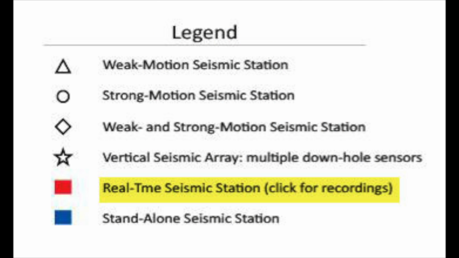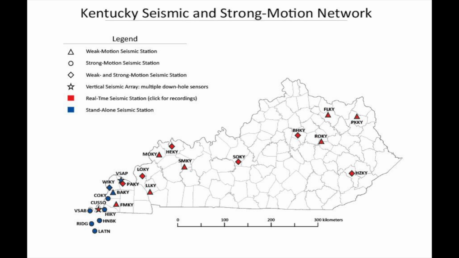The red stations represent the locations of real-time seismic stations. The data these stations record is directly uploaded to our network nearly instantaneously as it's recorded, and do not require a manual upload. The data uploaded from these stations is viewable online. To show you how to do this, we will use the Lexington or BHKY station as an example.